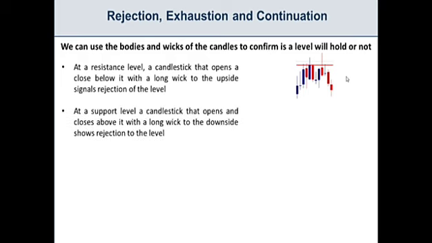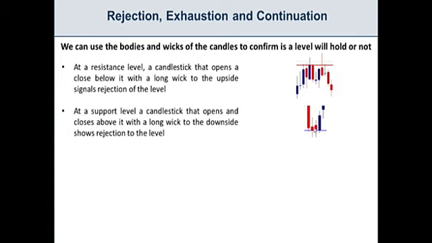At a support level, a candlestick that opens and closes above it with a long wick to the downside shows rejection of the level. This is the same, but on the opposite side. As you can see here, we have achieved a support level, and we have two candlesticks with small bodies and long wicks to the downside.